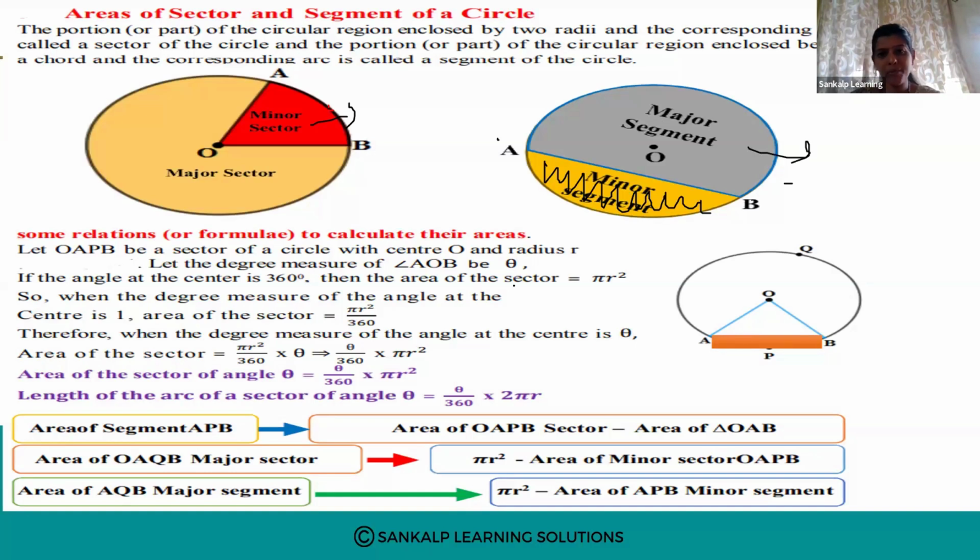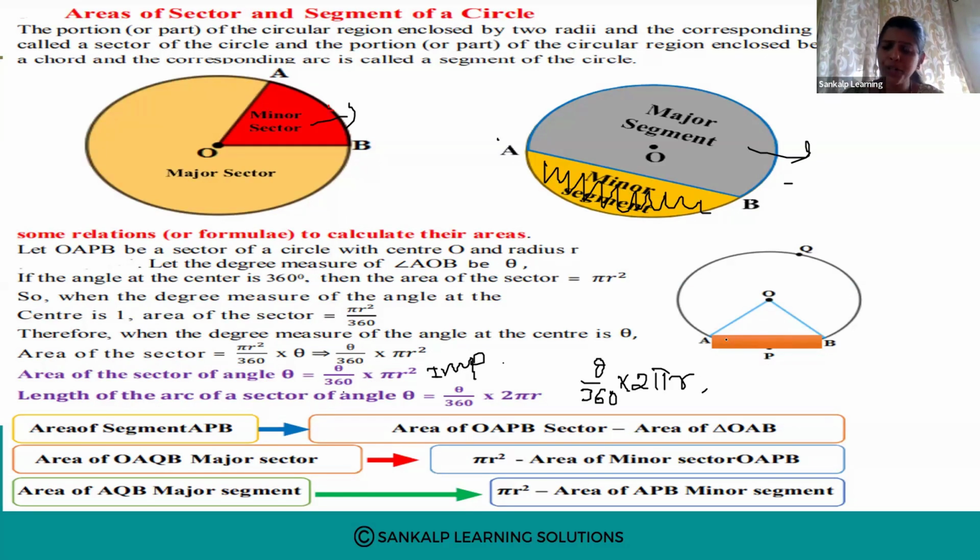And also very, very important formulas: area of the sector of angle theta is theta divided by 360 into pi r square. This is very, very important. You have to remember. Length of the arc of a sector of an angle theta is theta divided by 360 into 2 pi r, right? Okay. Now, area of segment APB. You want the area of segment APB. So today we will solve these type of questions.